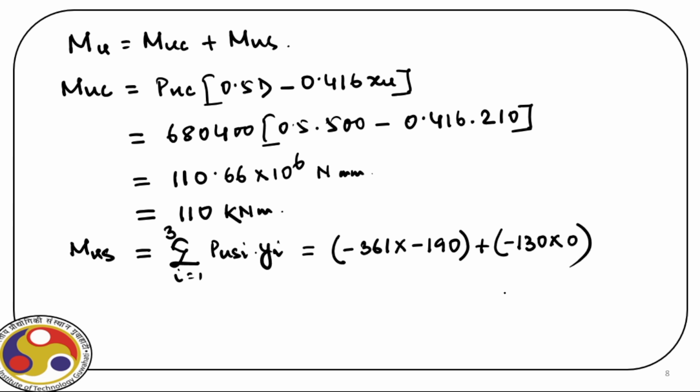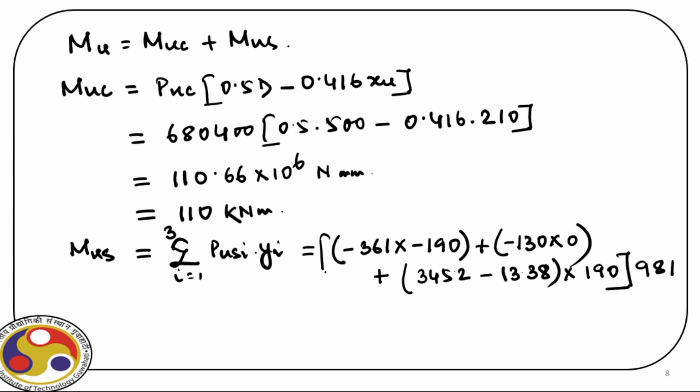Multiplied by y_i 0. Plus for the last layer, we have 345.2, we can also neglect, minus we have 13.38 times we have the location 190. All this will be multiplied by the area of steel in each layer, that is 981. So if you solve this, you'll get 129.13 into 10 to the power 6 Newton millimeter. So that means 129 kilonewton meter.